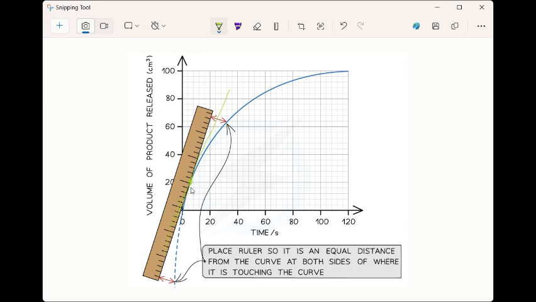And lastly, you need to find the gradient of this tangent. And again, if some of you guys aren't that good at maths, to find a gradient is change in y over change in x. So pick two random points and then do change in y over change in x, just like that.